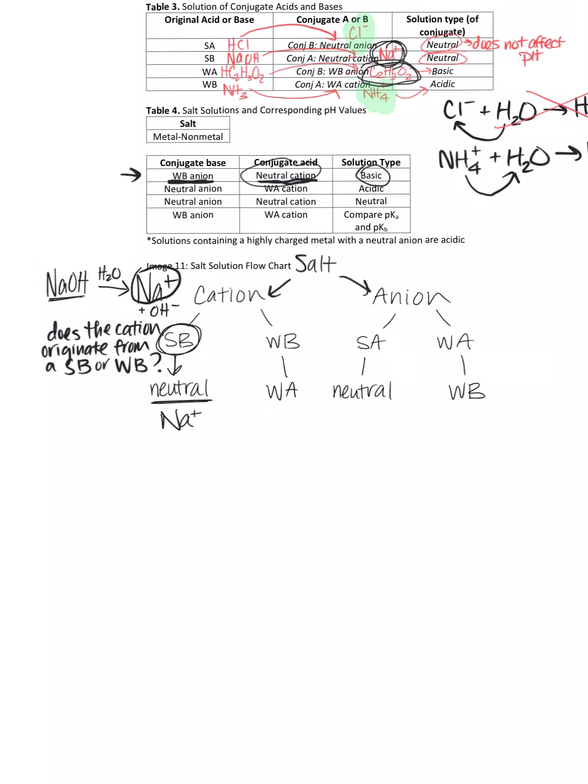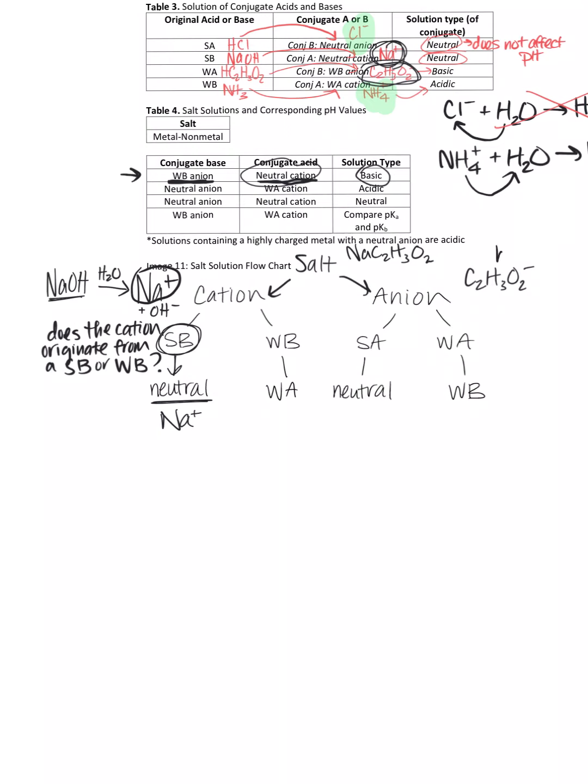Let's do the same thing with an anion. Let's say our anion is C2H3O2 minus. Okay, so acetate is our anion, which means our salt was sodium acetate. That's the salt we are evaluating to see whether it is acidic or basic or neutral. And we split it apart into our cation and anion. Our anion then is acetate. Where did acetate come from? Did it come from a strong acid or a weak acid?